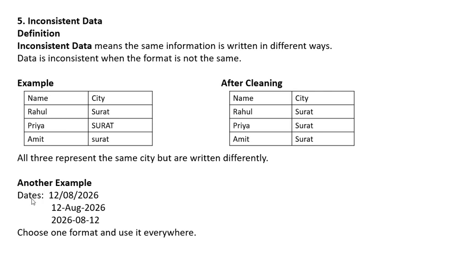Another example is a date. The date format changes, like 12/08/2026, and another as 12-Aug-2026, and another format is 2026, first the year, then the month 08, then the date 12. Choose one format and use it everywhere.